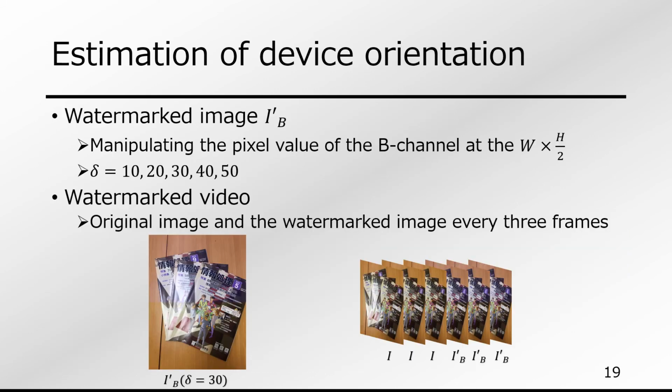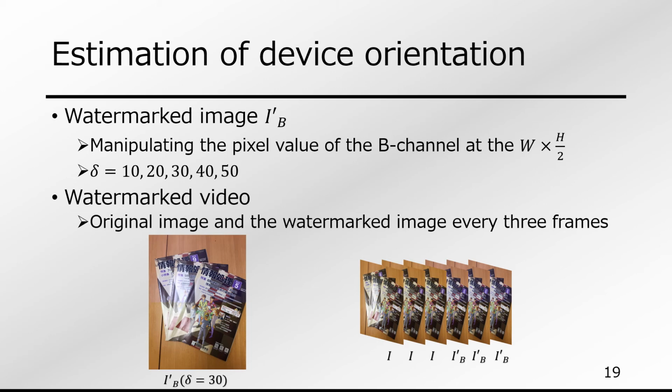In device orientation estimation, the watermarked image that detects the orientation of the device is generated by manipulating the pixel value of the B channel slightly at the upper half of the screen. The watermarked image I' was created by changing the values of delta to 10, 20, 30, 40, 50. An image with a watermark of delta equals 30.